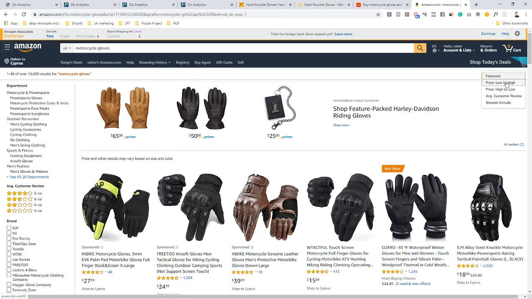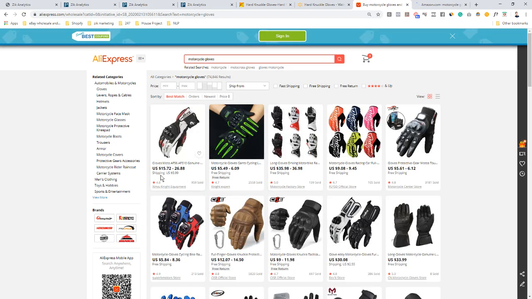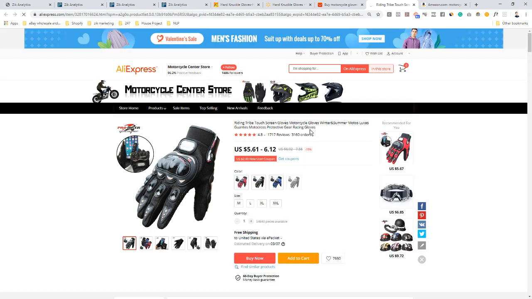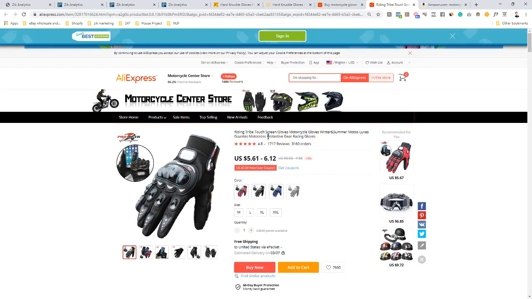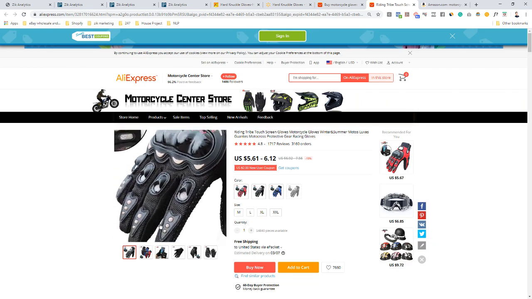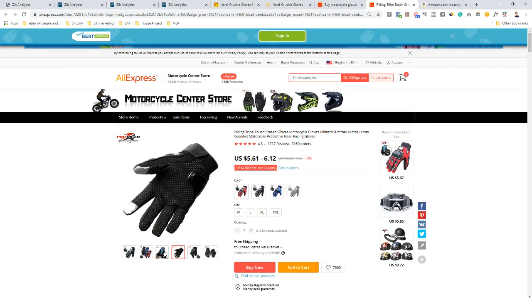I'll also go here from low to high, and let's see here. Yeah, look at the prices. I told you, look at the prices. Look at the keywords: riding tribe, touch screen gloves, motorcycle. Okay, look at this keyword. Look at this glove.